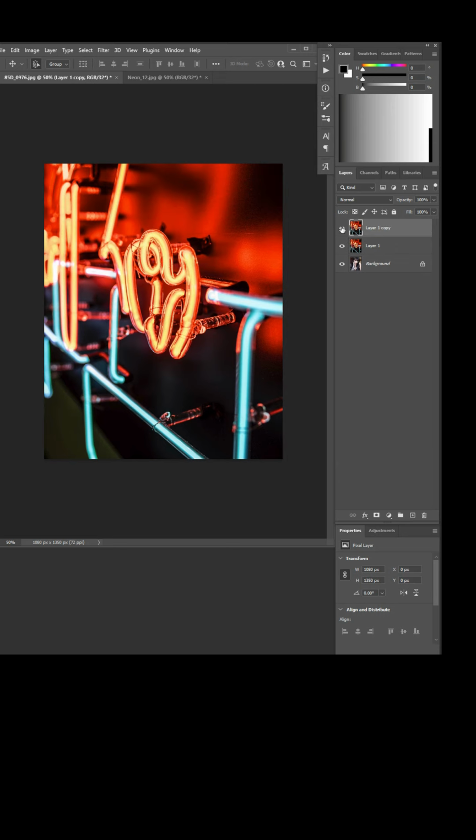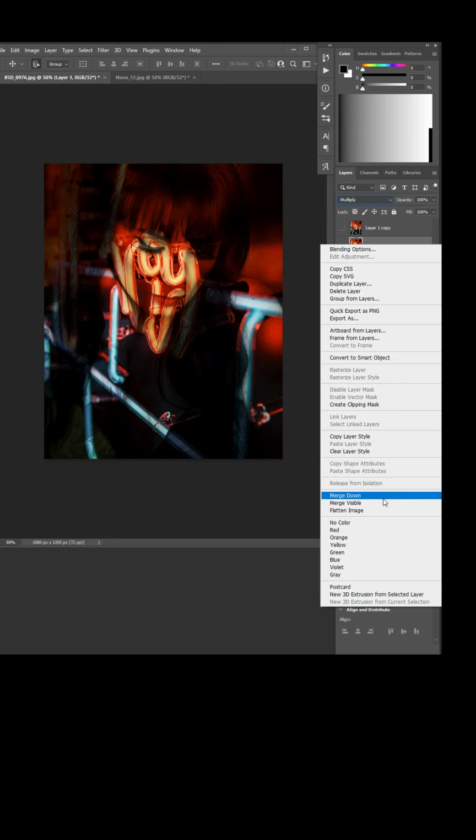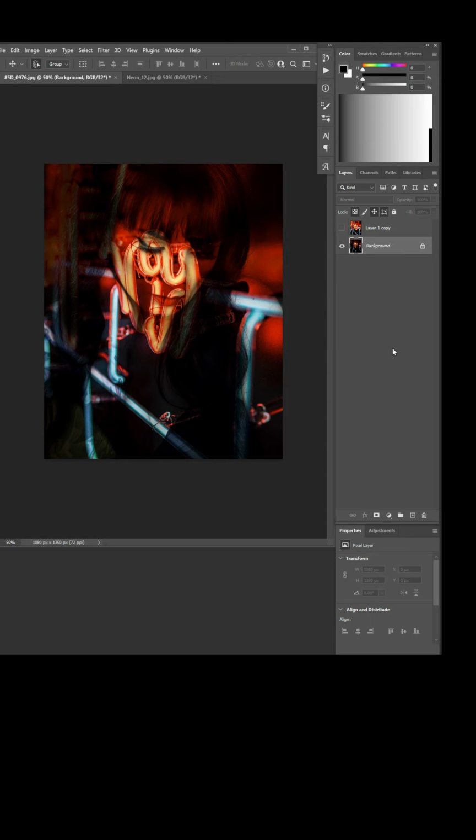So we have a copy of the key, and then we're going to come back and we're going to multiply these two. Now I'm going to merge them down. So there's no clear view of the photograph of the model. There's neon, and then there's the combined photograph of both of them.